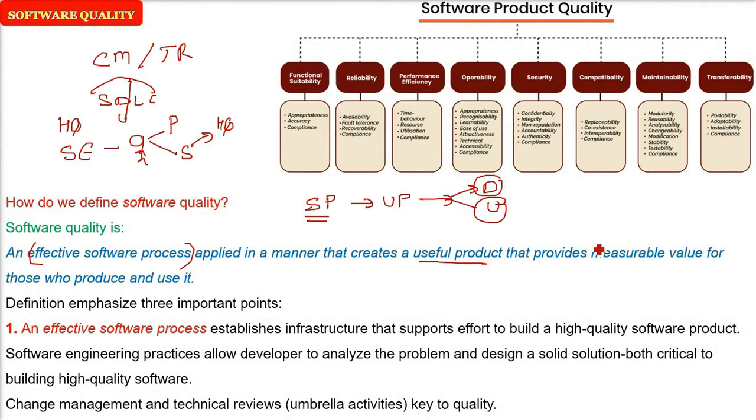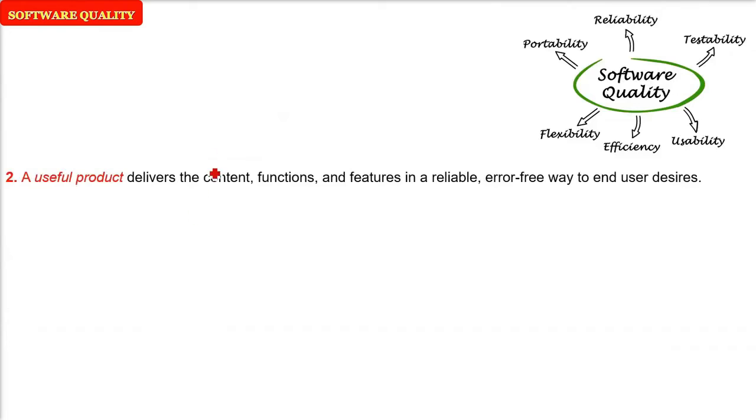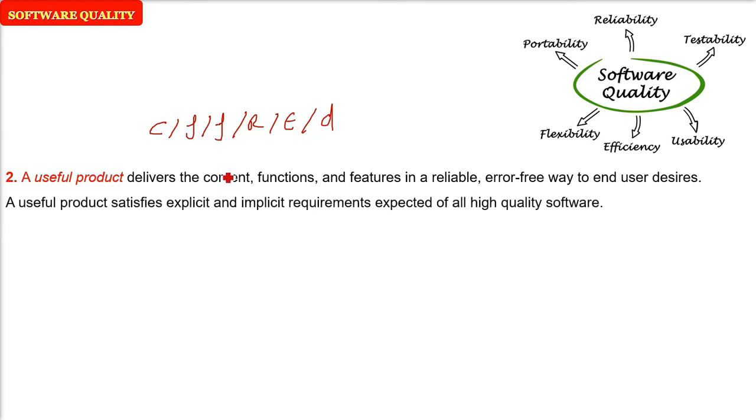I am saying that this definition has three main key points. So I am taking the second point, which is a useful product. A useful product is giving you content, function, feature, but how is it giving? In a reliable way, in an error-free way, and what the user desires. All these things are being given to the user. The useful product is what? Implicit, explicit. That is, what you have said you are getting, and what you haven't said, you are also getting. So the implicit and explicit requirements are also fulfilled. So this is absolutely a high quality software, along with the content, function, feature, by adding value.